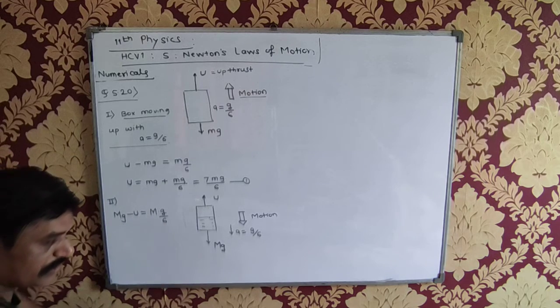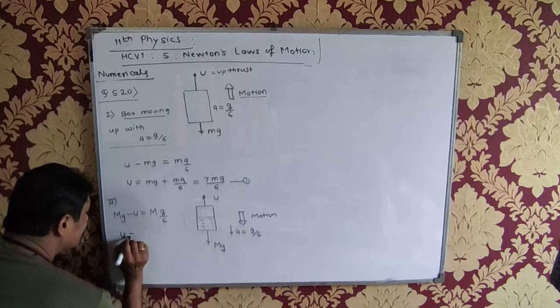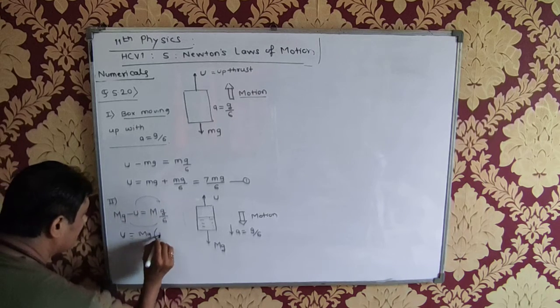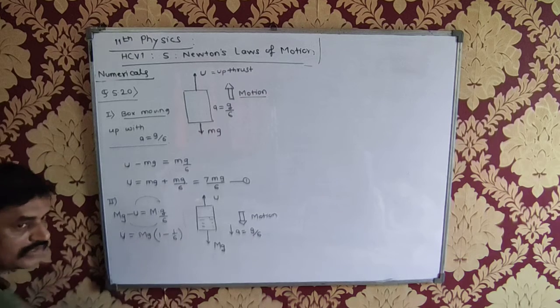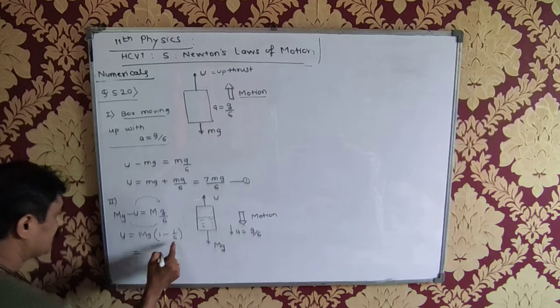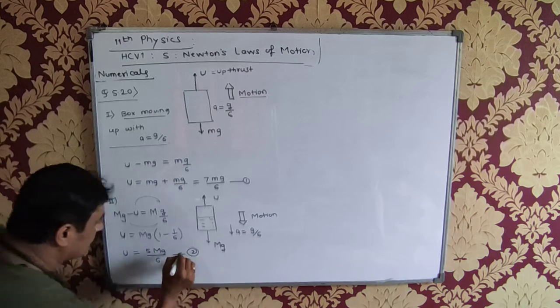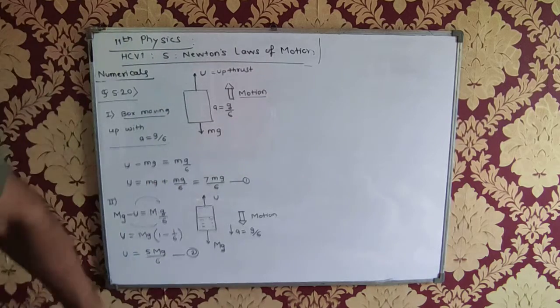Now what is u is equal to, therefore u इधर आएगा और ये इधर आएगा. So this is mg common 1 minus 1 upon 6. So that will be 6 minus 1. 5 mg upon 6. This is the upthrust. Equation 2. Any doubts about that? Okay.